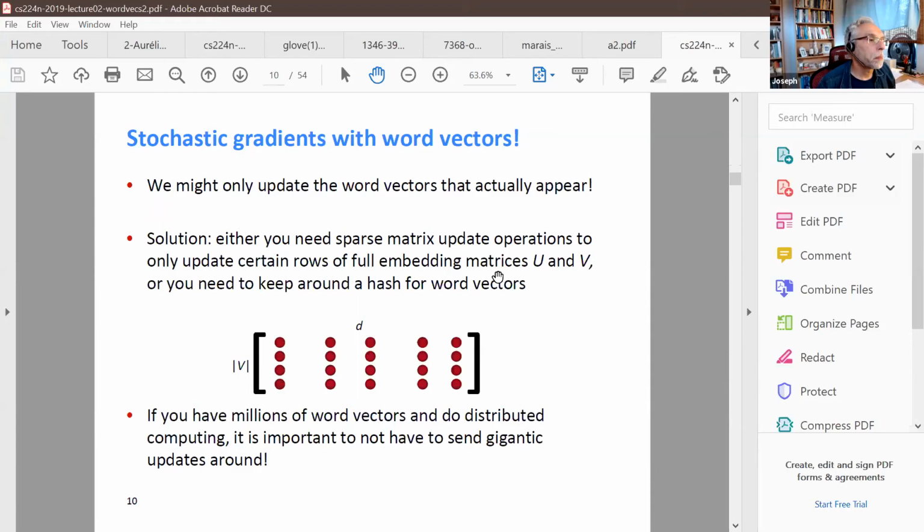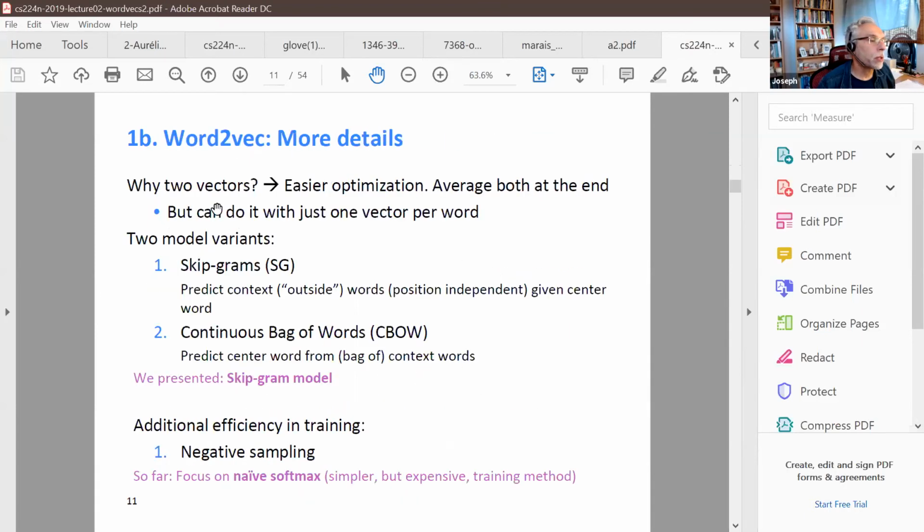So this talks about matrix operations. There are two variants of the word2vec method: the skipgram method, where you start with the center word and try to predict the context words. And the second way is called continuous bag of words, or CBOW.